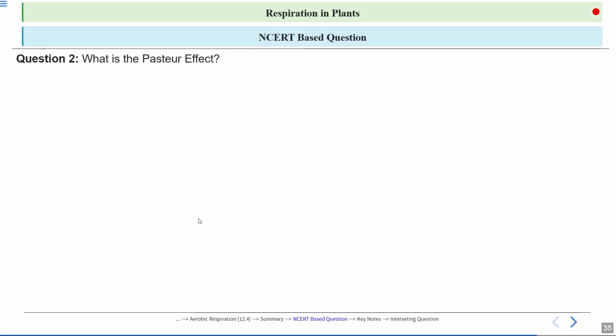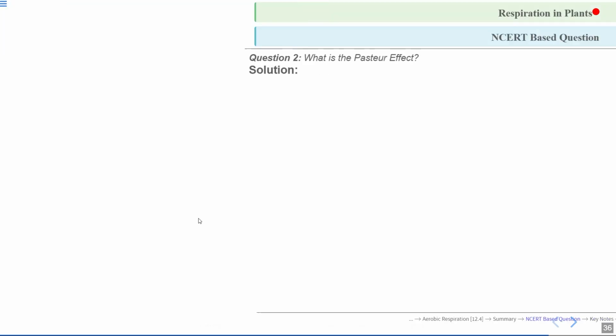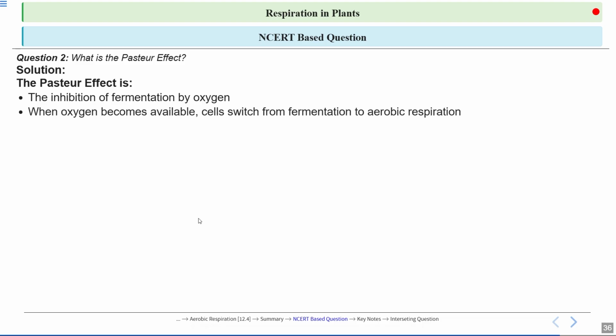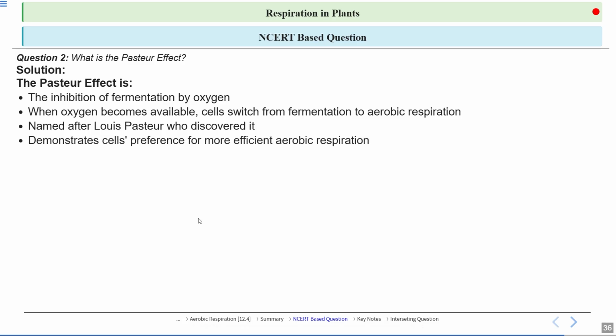Now let's look at the next question. What is the Pasteur effect? Let's look at the answer. It is the inhibition of fermentation by oxygen. That is, when oxygen becomes available to cells, the cells will switch their mode from fermentation to what? Aerobic respiration. And this process is named after Louis Pasteur, who discovered it.